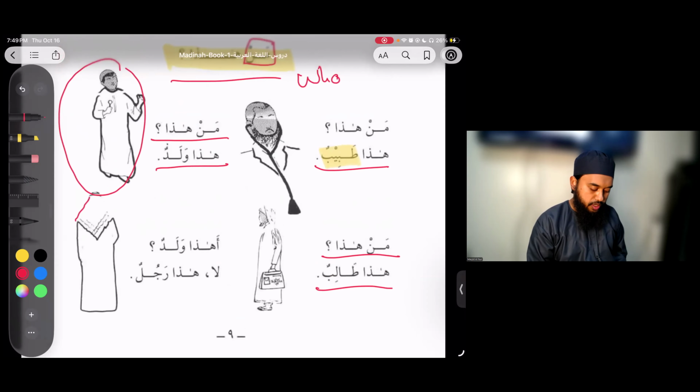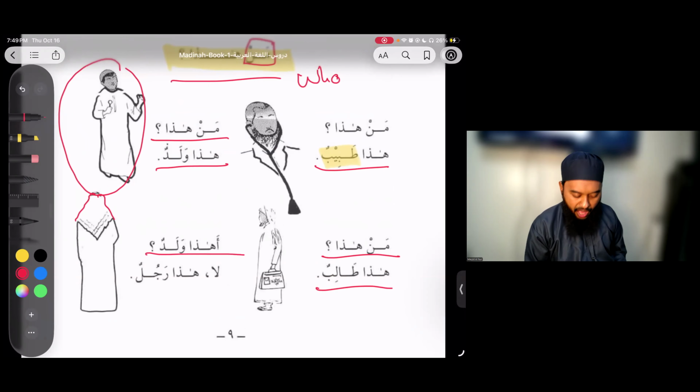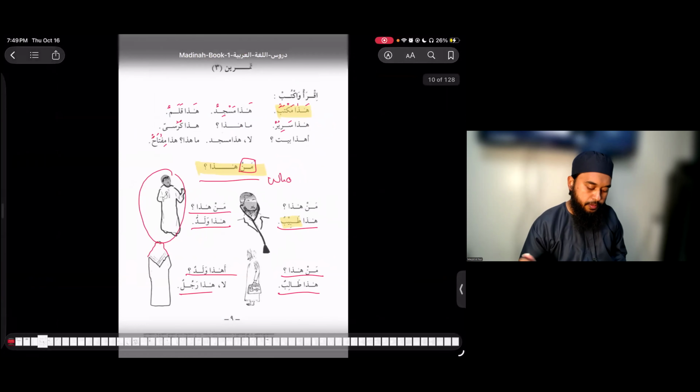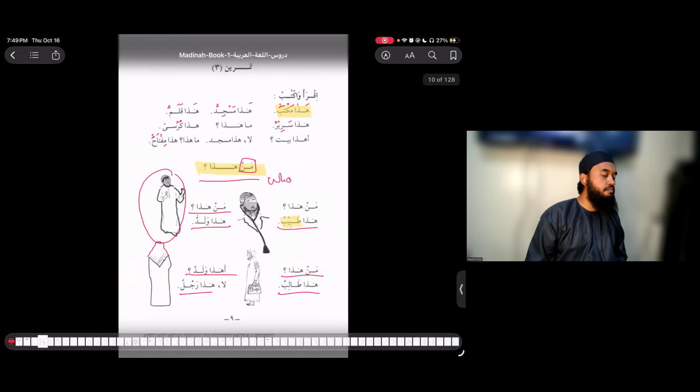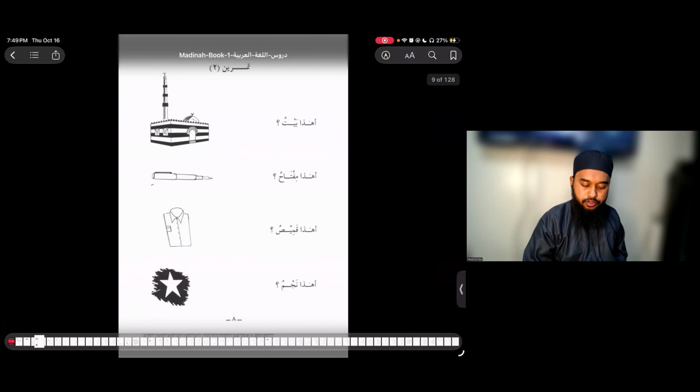Now, this over here is an image of a guy with a shimag, and he looks tall and elderly. They're asking, ahada waladun? Is this a boy? La, no. Hada rajulun. This is a man. This is not a boy, right? So this is for man, and you could use man in the same way as we learned over here, brothers.